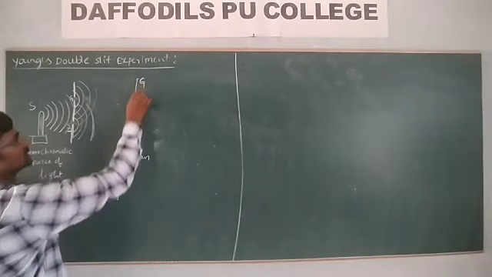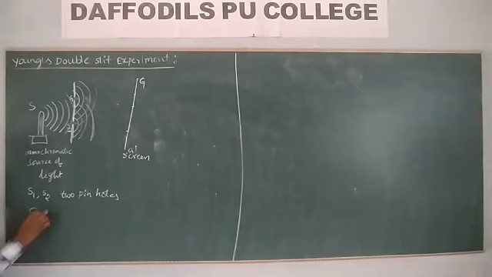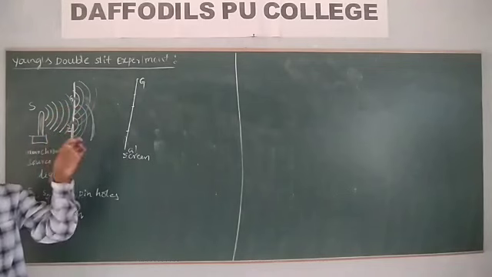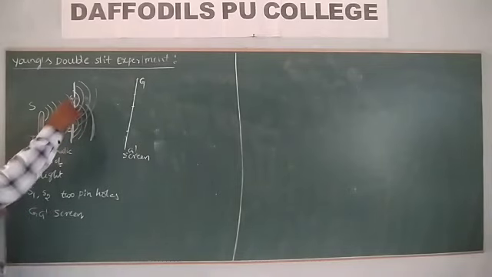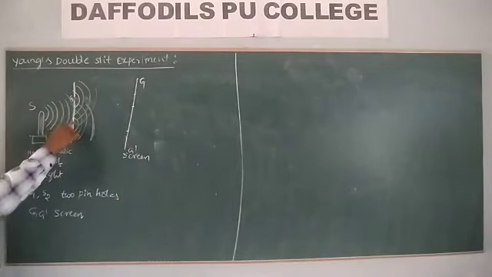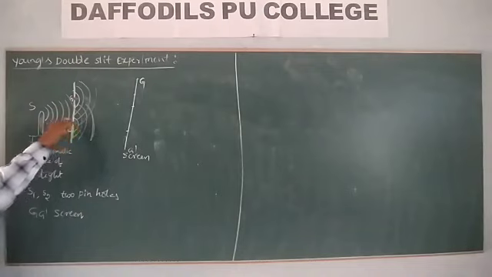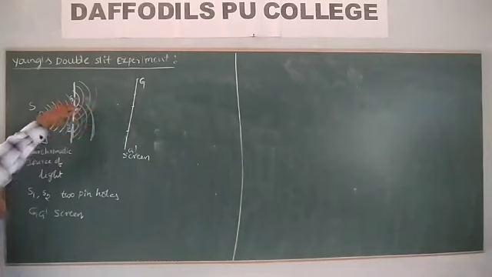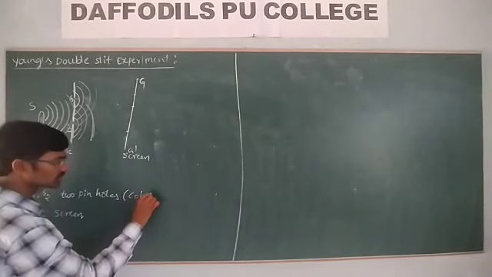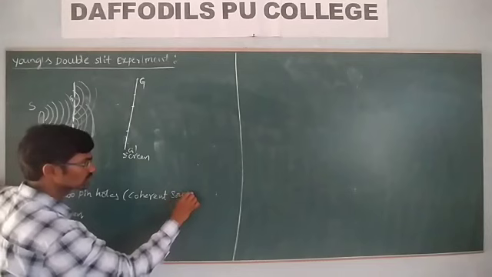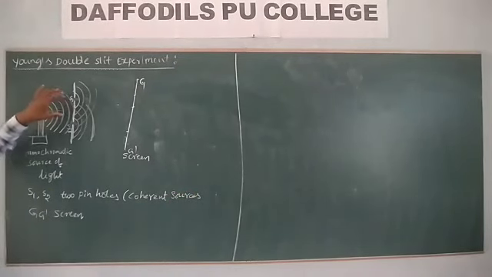So here, let me take G dash, which is like a screen. Now tell me, S1 and S2 are two pinholes illuminated with the same source of light. So what would be happening? The wavefronts from S1 and S2 will have the same frequency and same wavelength, so these two sources of light are called coherent sources of light.